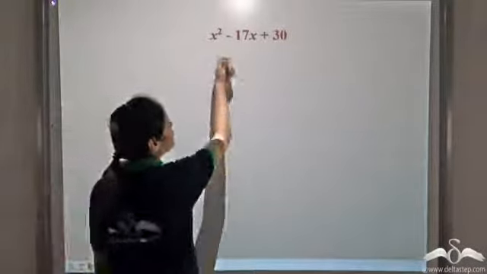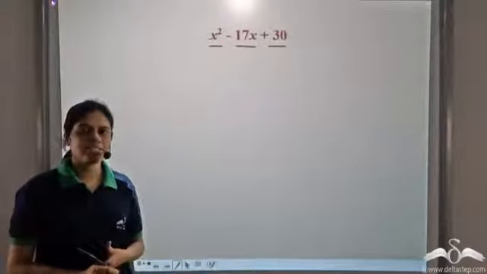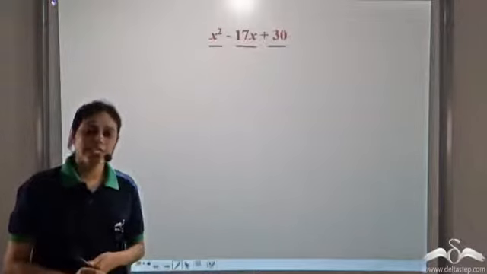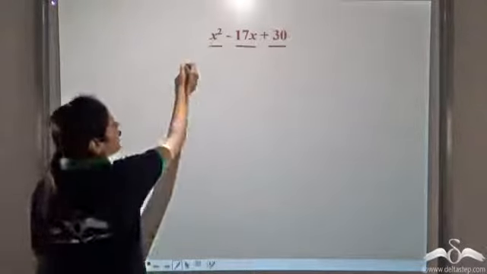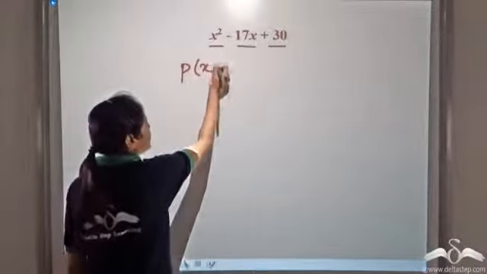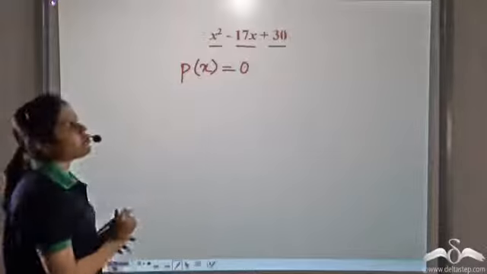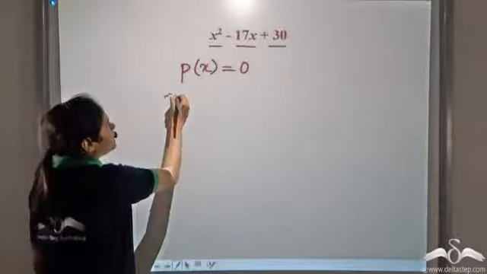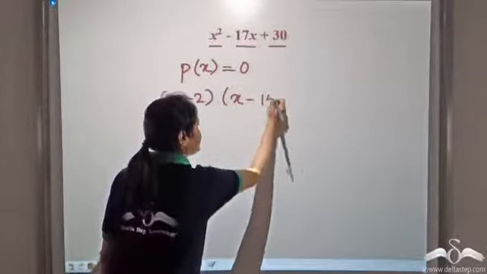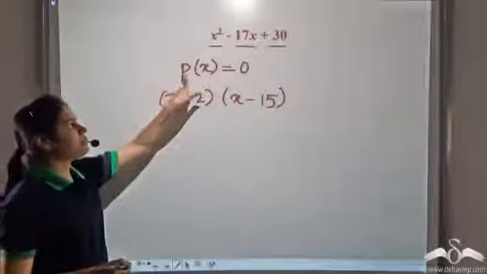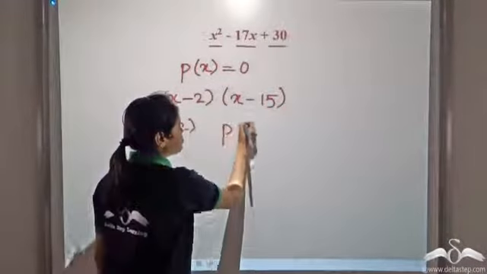We have this polynomial x square minus 17x plus 30, and we need to factorize it using the factor theorem. We have already learned that if we have to factorize a polynomial using factor theorem, we have to find the value of x at which p(x) will be equal to 0. Now I have already factorized it and I have obtained the factors as x minus 2 and x minus 15. This means that p(x) would have been 0 at p(2) and p(15).